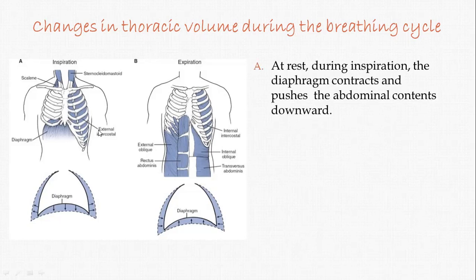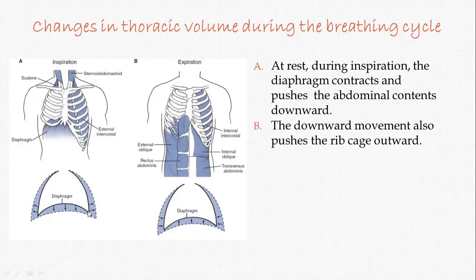So what happens during inspiration is that the major muscle of inspiration, the diaphragm, which is always dome shaped, contracts and becomes somewhat flattened. If it is flattened, it will go downwards, so that will also push the abdominal content downwards. And due to the flattening, there is an increase in the vertical diameter.